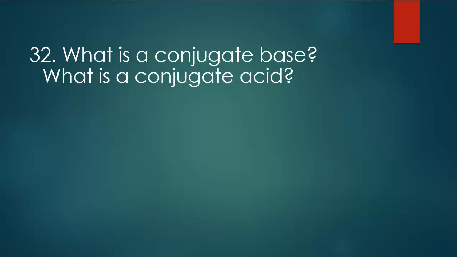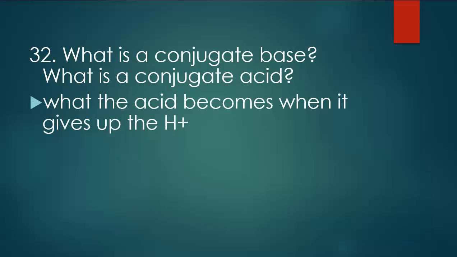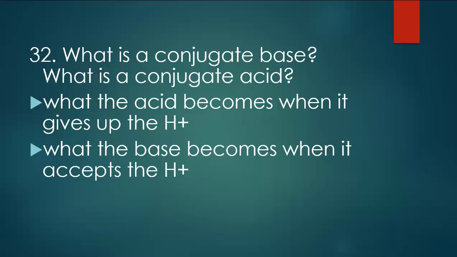So what is a conjugate base? What is a conjugate acid? A conjugate base is what the acid becomes when it gives up the hydrogen ion. I'm sorry, it's reversed. A conjugate acid is what the acid becomes when it gives up a hydrogen ion. No, that's right. What is the conjugate base? What the acid becomes when it gives up the hydrogen ion. And what is the conjugate acid? What the base becomes when it accepts a hydrogen.